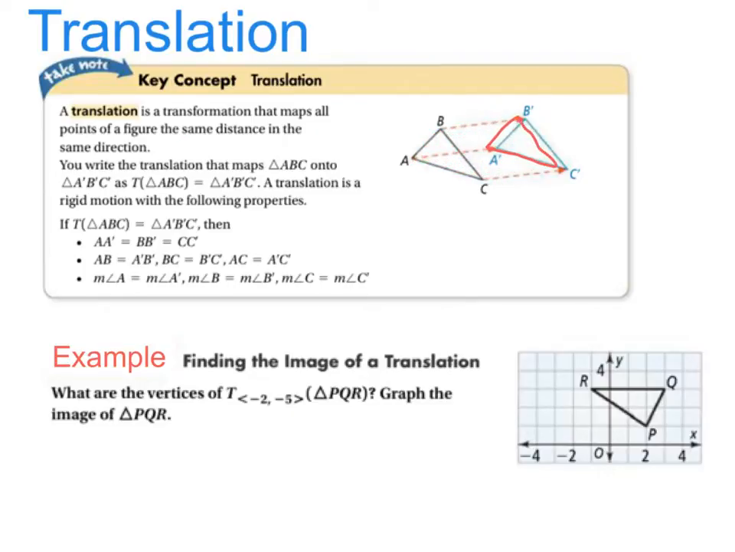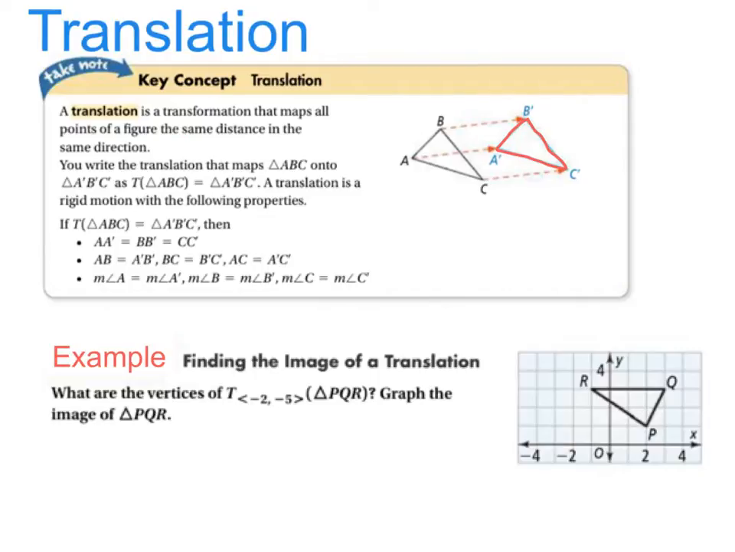So, in our example right here, notice our pre-image slides over to our image, but there's no rotation, turning, or changing of size here. It's just a direct slide over. That's a translation. And the notation we use to say that we're doing a translation is a capital T. So the translation of triangle ABC is equal to triangle A prime, B prime, C prime. So a translation is a rigid motion, does not change shape or size.